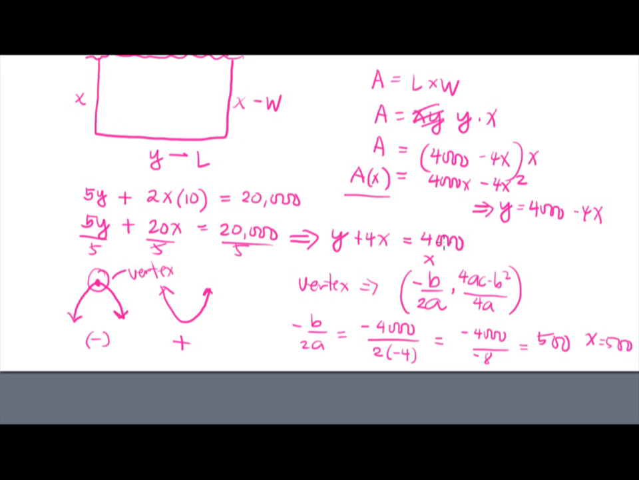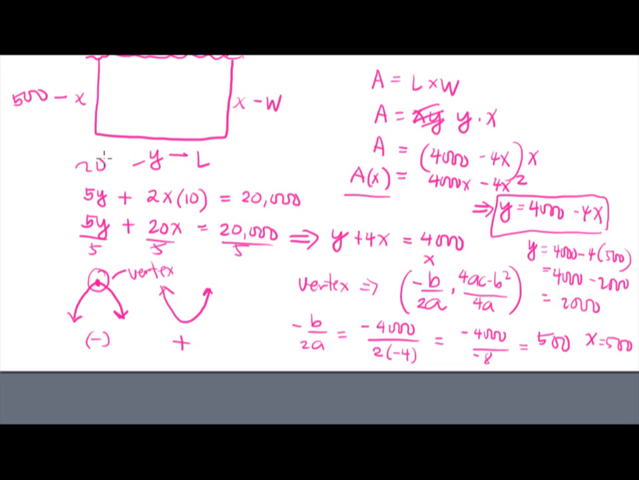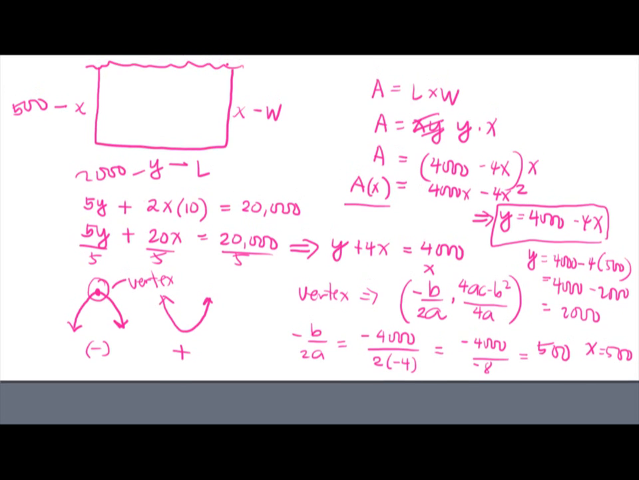Now, how do we find the value of y, the length? Note we have this equation: y is equal to 4,000 minus 4x. Now that you know the value of x, to find y you simply substitute the x, which is 500. So 4,000 minus 4 times 500, which is 2,000. So that makes y equal to 2,000. So x must be 500 and y must be 2,000. These are the dimensions in order for us to get the largest possible area.